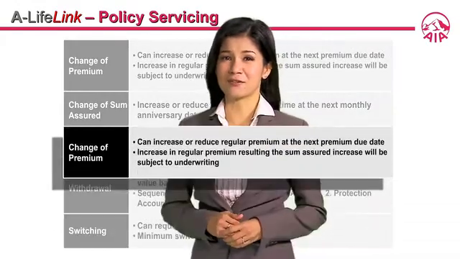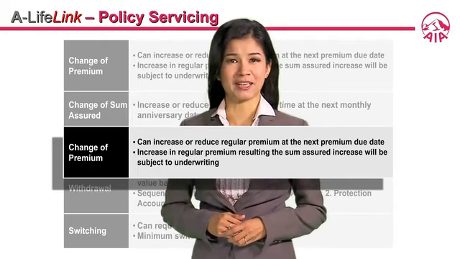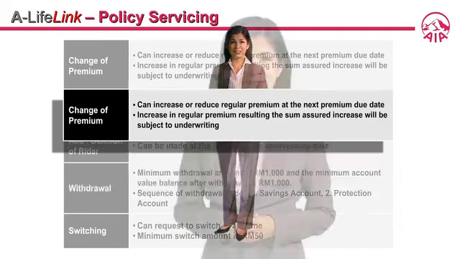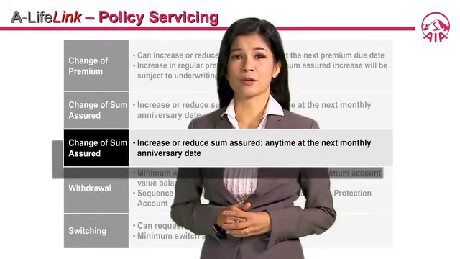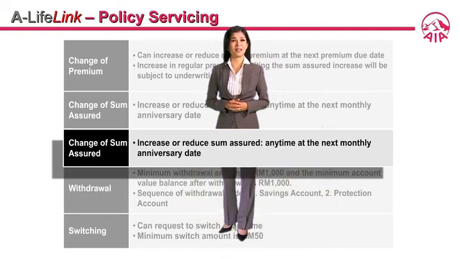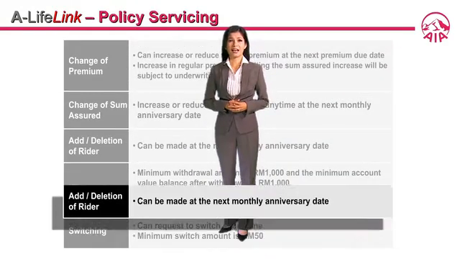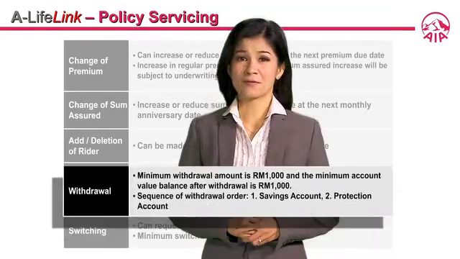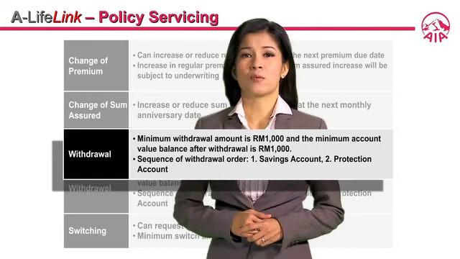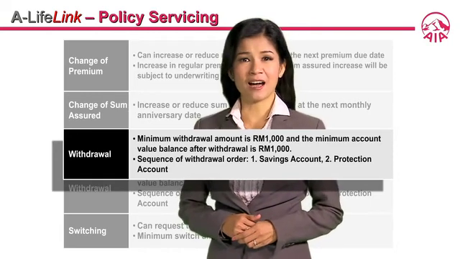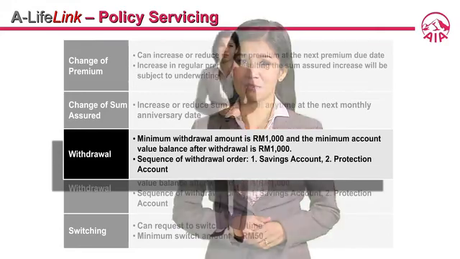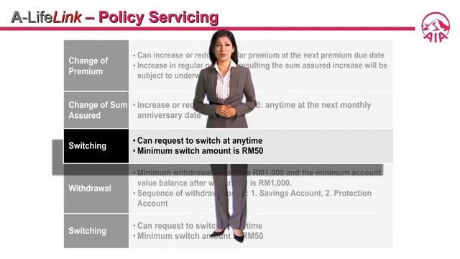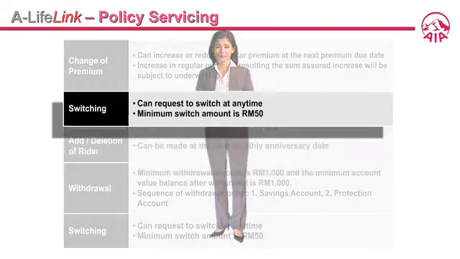Policy owner can increase or reduce regular premium at the next premium due date. Increase in regular premium resulting in a sum assured increase will be subject to underwriting. Policy owner also can increase or reduce the sum assured anytime at the next monthly anniversary date. Addition or deletion of rider can be made at the next monthly anniversary date. As for withdrawal, the minimum withdrawal amount is 1,000 ringgit and the minimum account value balance after withdrawal is 1,000 ringgit. Policy owner can request to switch at any time provided the minimum switch amount is 50 ringgit.